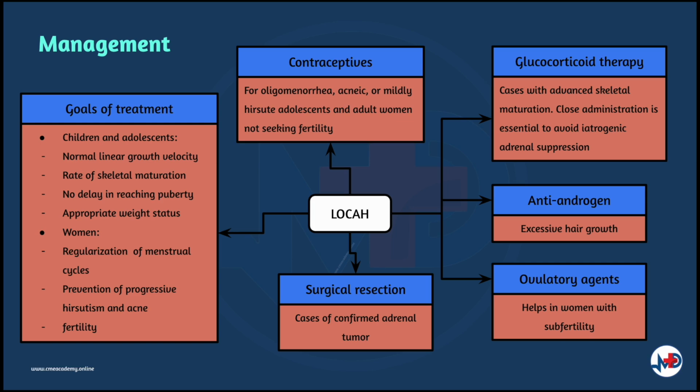You can provide anti-androgen agents where there is excessive hair growth, and ovulatory agents when you are aiming to help women with subfertility issues. Surgery is indicated in cases of confirmed adrenal tumor in order to resect the tumor if they are operable.